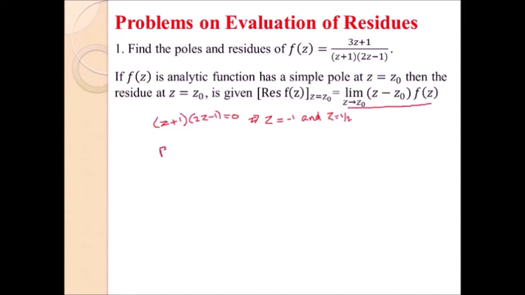Now the residue of f(z) at z = -1 is given by the limit as z tends to -1 of (z - z0) f(z). Here z0 is -1, so we get (z + 1) f(z). So this is equal to the limit as z tends to -1 of (z + 1) multiplied with the function (3z + 1) / ((z + 1)(2z - 1)).